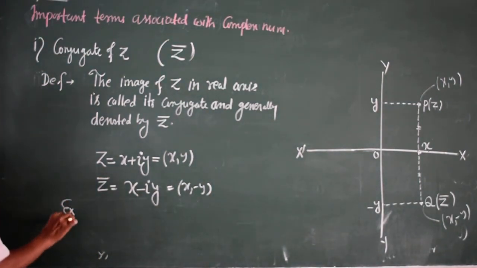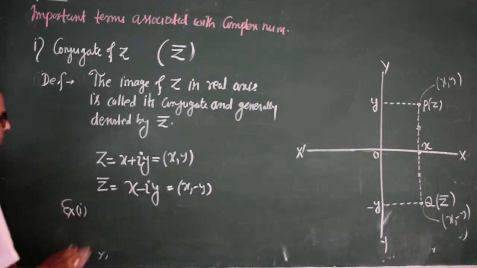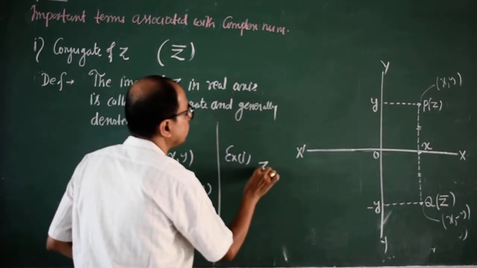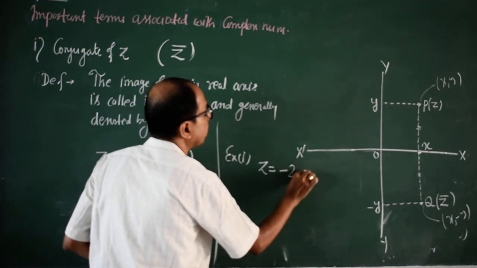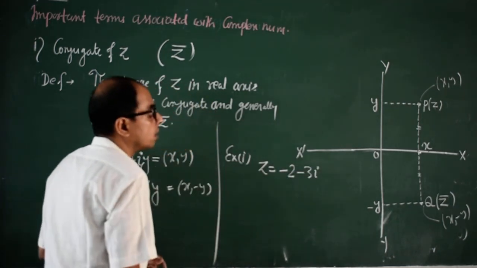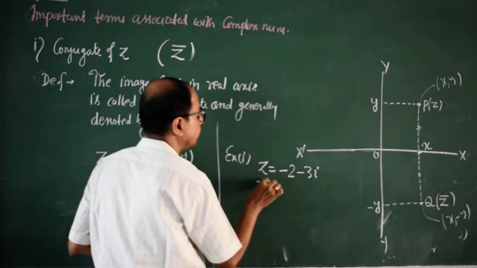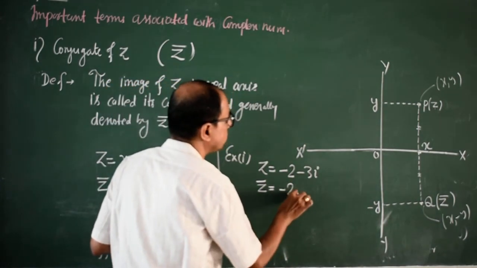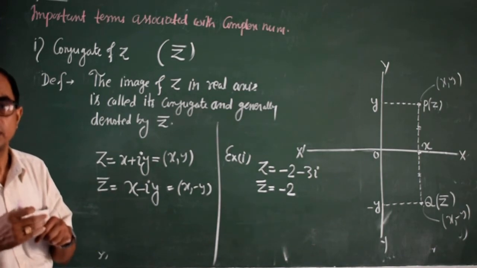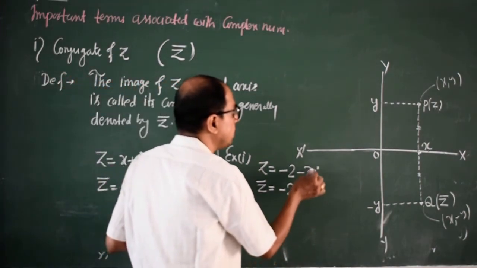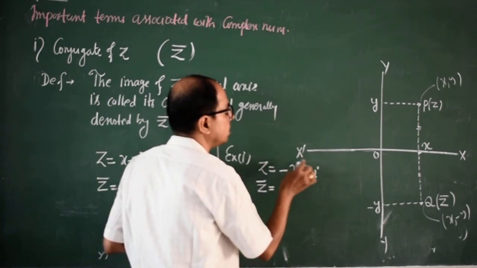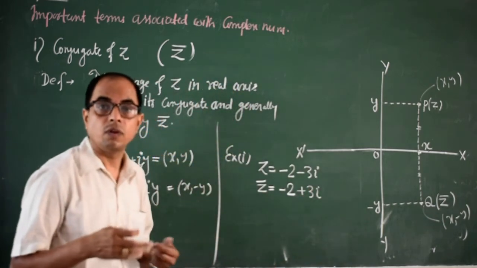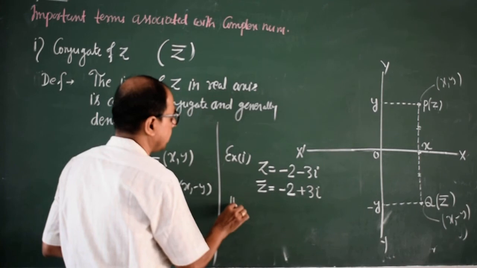For example, z equal to minus 2 minus 3 iota. Now we have to find its conjugate. To find the conjugate, write the real part as it is, because the real part of a complex number and its conjugate is always the same. Now change the sign of the imaginary part. Here the imaginary part is minus 3, so write it as plus 3. Only change the sign of the imaginary part. Clear?